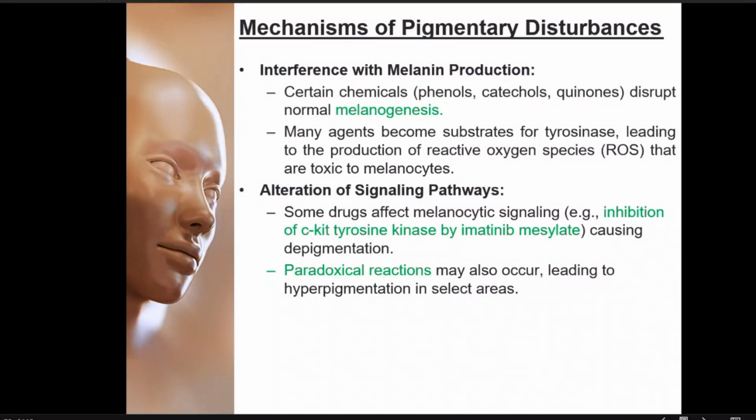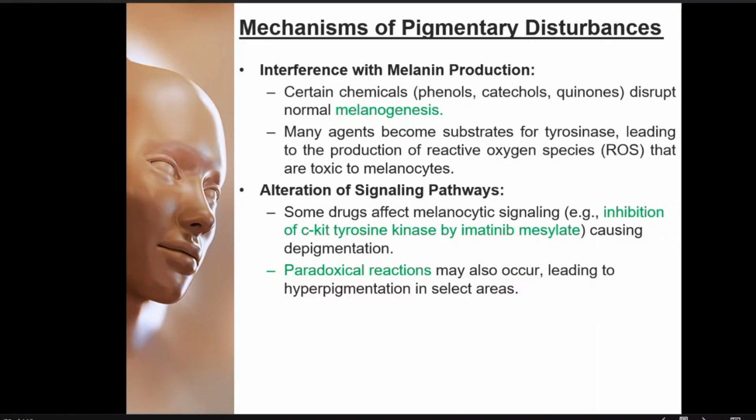Mechanism of the pigmentary disturbance. When any UV radiation comes in contact with the skin, this pigment is very responsible for preventing the damage. But when there is a pigmentary disturbance, this mechanism is responsible for phototoxicity.